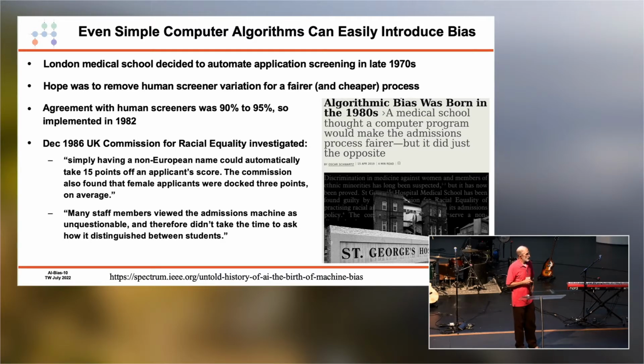So they hope to save some money and eliminate human screener variation in admitting students to medical school. And the agreement with the human screeners is pretty high, so they implemented it. What could go wrong? Well, they got some complaints, and in '86, the UK Commission for Racial Equality investigated, found that having a non-European name would dock you some points, female applicants were docked some points. But you look at the bottom there, many staff members viewed the admissions machine as unquestionable, therefore didn't take the time to ask how it distinguished between students.